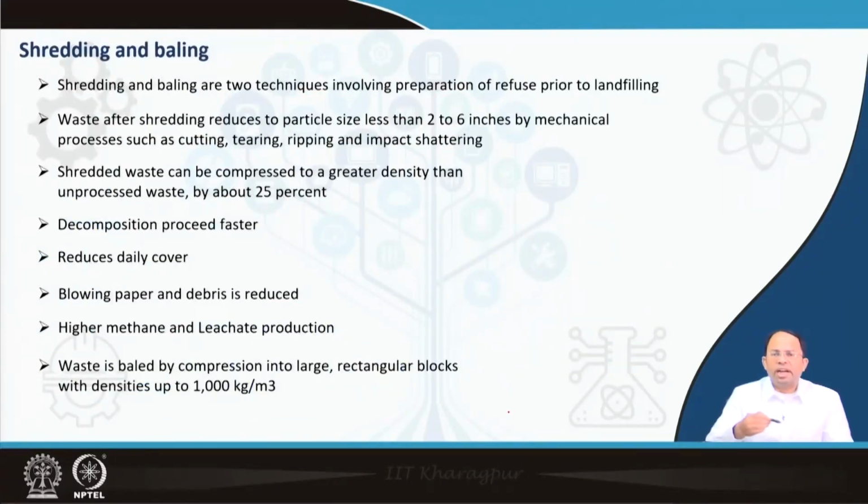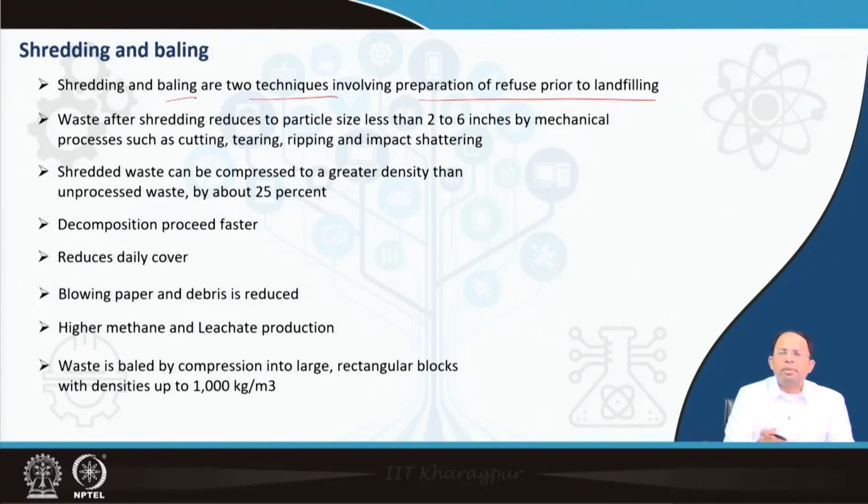Then we will talk about shredding and baling. Before waste is taken to a landfill site, we can further process it, or we can reduce it, or we can organize it, you can say, right? So shredding and baling are these two techniques involving preparation of refuse prior to landfilling. Now if the waste is shredded, it means we make it into smaller pieces. We have discussed some of it earlier as well.